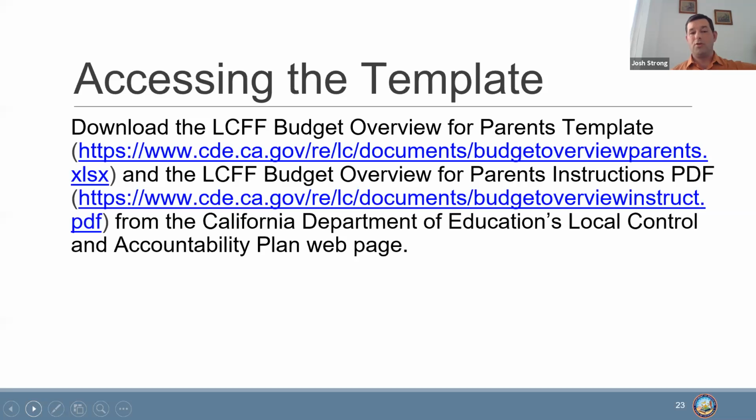So again, you can access the template from the CDE's LCAP webpage. We've got the template form, which is the Excel document, and we've got the PDF of the instructions. And so at this point, we'll go ahead and pause and take a look at some questions that have come in.